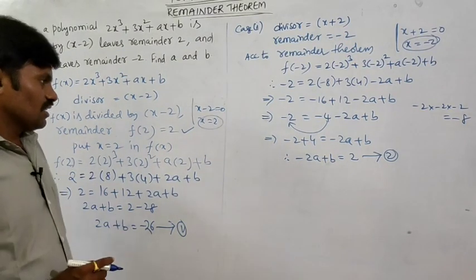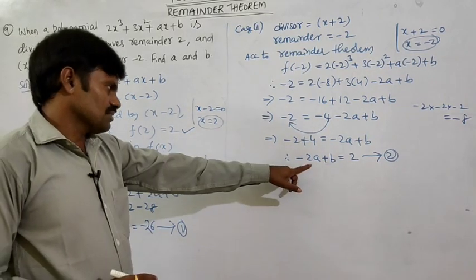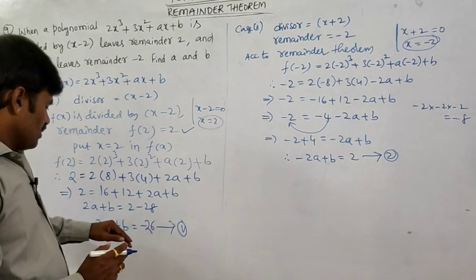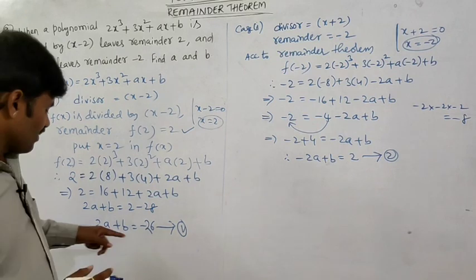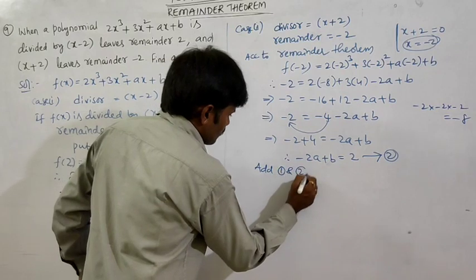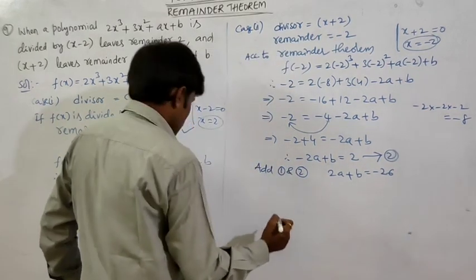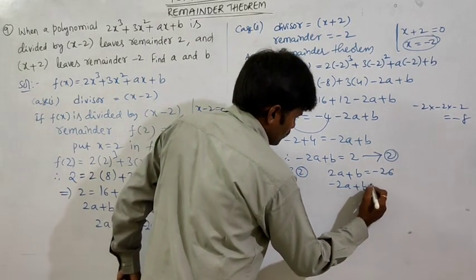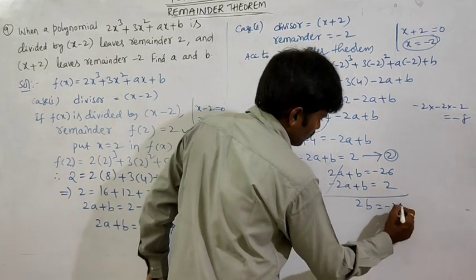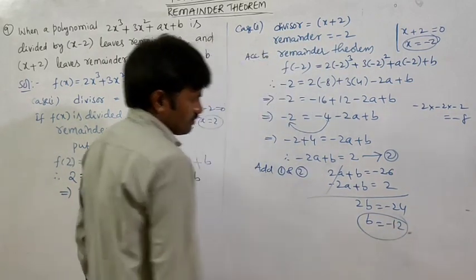Now solve 1 and 2. How to solve this type of equations? Add 1 and 2, because here is minus 2a, here is plus 2a. If we add these two equations, we can eliminate variable a. So add equations 1 and 2, that is 1 is 2a plus b is equal to minus 26, and the second one is minus 2a plus b is equal to 2. So plus 2a and minus 2a get cancelled. b plus b, 2b is equal to minus 24. Then b is equal to minus 12. We get the value of b.